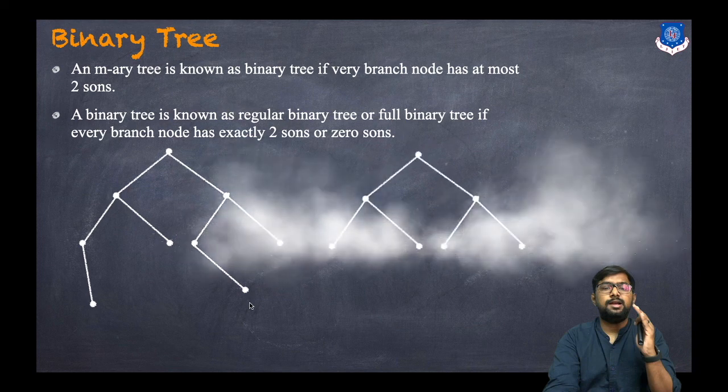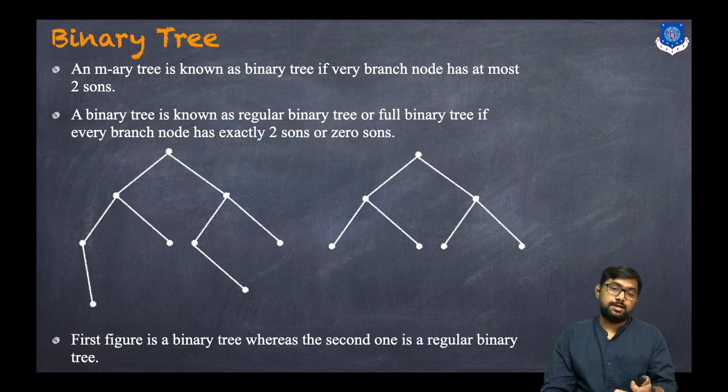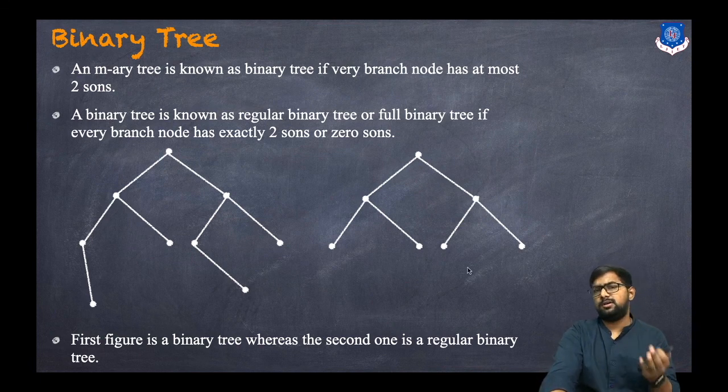Fine. So consider this graph. Now this has 2 sons, this has 2 sons, this has 2 sons, and this has no sons. So this has exactly 2 sons or no sons. So it is a binary tree, but to be specific, it is a regular binary tree or a full binary tree. So as we discussed, the first figure is a binary tree, whereas the second one is a regular binary tree or a full binary tree. Fine. Thank you.